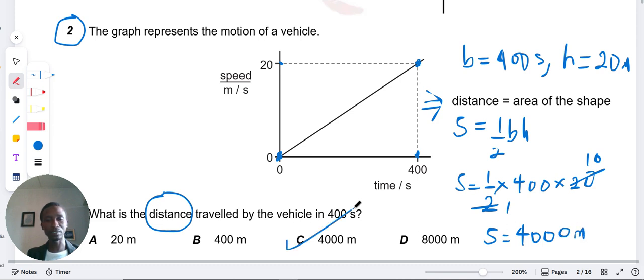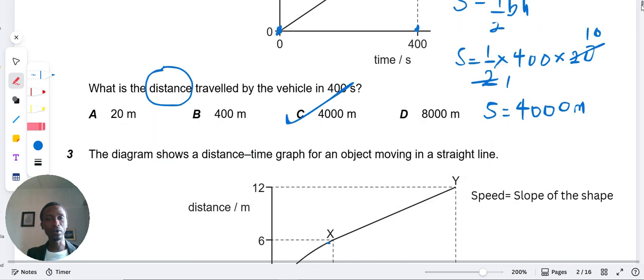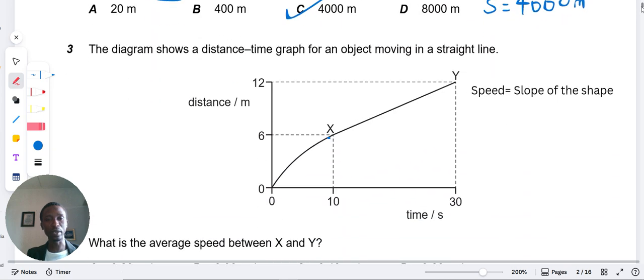Yes, that is option C, which is the correct answer in question 2. Okay, moving quickly to question 3. Question 3, the diagram shows a distance time graph for an object moving in a straight line. Okay, so we have the distance time graph here. So what are we doing on that question?